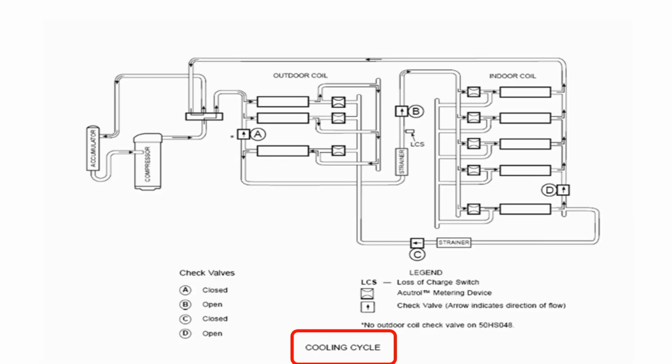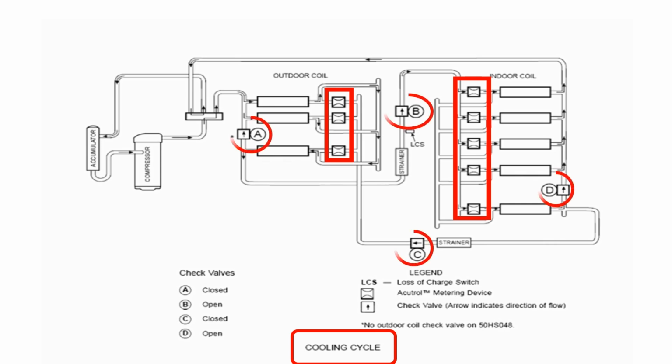In this refrigerant flow diagram, we're looking at the cooling cycle, and you'll notice that the Accutrols are pictured here at the entrance to the coils. Also in this diagram, you have the check valves, A, B, C, and D, and it designates which one is open and closed in the cooling mode. Also note that you have strainers before the Accutrols to keep debris and contaminants from going into the Accutrols.